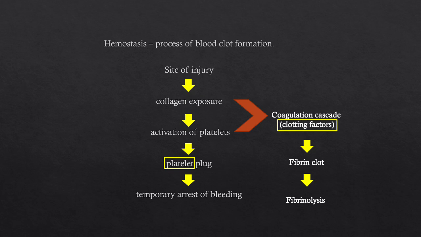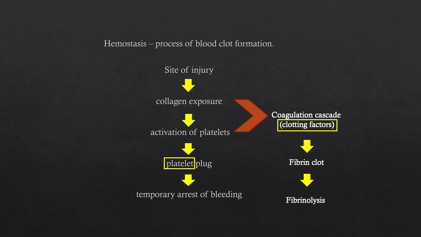So when there is an injury site, there is usually collagen exposure, activation of the platelets that takes place, and the aggregation of the platelets, which forms a plug to arrest temporary bleeding. So platelets and the coagulation factors or the clotting factors come into play when these two are defective, as in the platelet plug that is formed, if there is not proper aggregation of platelets, or if the coagulation factors do not work properly, or there are less in number, there is going to be a bleeding disorder or a clotting disorder.